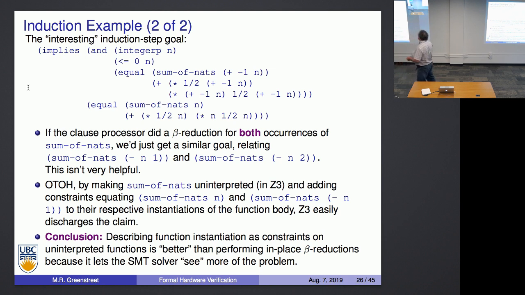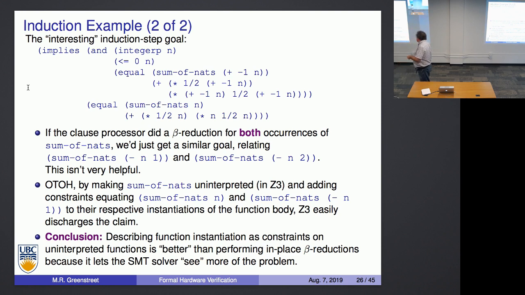But what if instead I make sum of nats uninterpreted and add constraints about what sum of nats of n is and sum of nats of n minus 1 to their respective instantiations? Then Z3 gets told there's a relationship between sum of nats of n and sum of nats of n minus 1, which is the essential thing for discharging the goal. It will also find out that there's a relationship between sum of nats of n minus 1 and sum of nats of n minus 2, which is totally useless. But that's okay, it just disregards that, and we go on. And then the proof goes through.